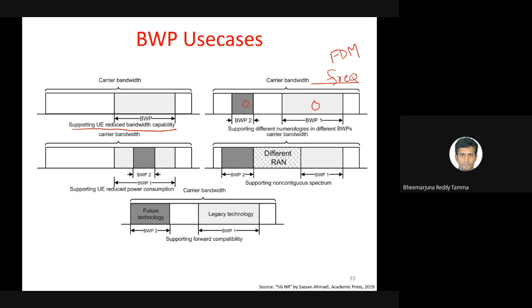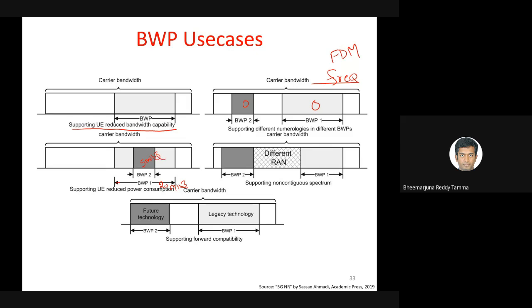The third use case is even more interesting. We have nested bandwidth parts inside a bandwidth part, where BWP2 is actually a subset of BWP1. This is important for saving the UE's energy consumption while the user is already connected with the base station. For example, the user is initially connected, let's say this is 20 megahertz, and let's assume this is 5 megahertz.